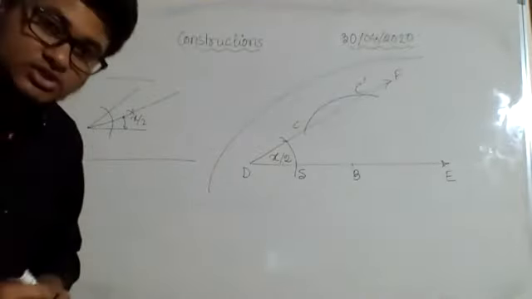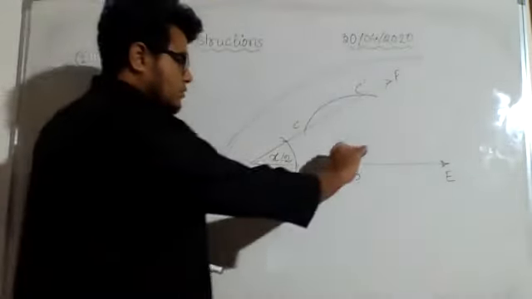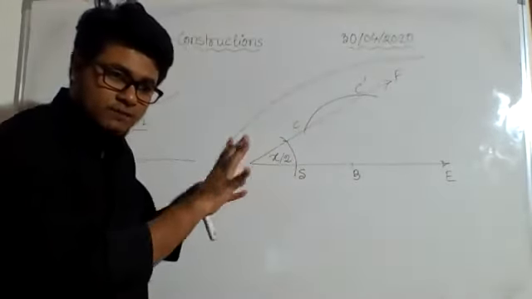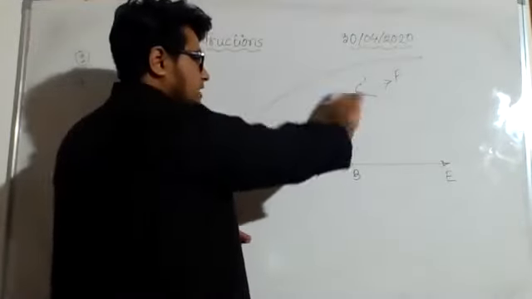Okay, my suggestion is, at first, take B as center and take any radius you want, which is comfortable for you. Take the radius and draw an arc.